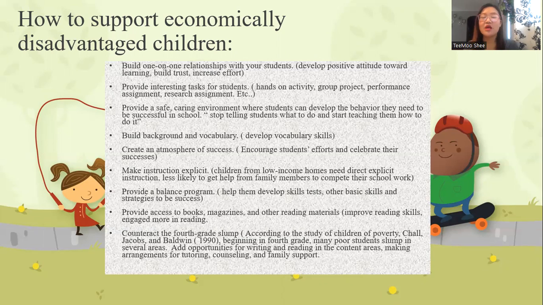The second one is provide interesting tasks for students. For example, provide them with hands-on activities, group projects, performance assignments, research assignments, or tasks in areas where the students are interested. The third one is provide a safe, caring environment where students can develop the behavior they need to be successful in school. There is a quote saying: stop telling students what to do and start teaching them how to do it.